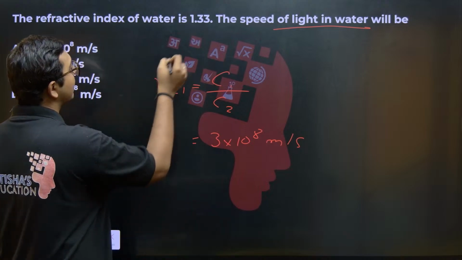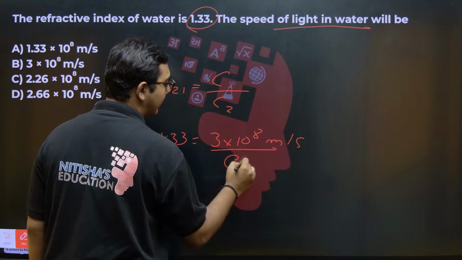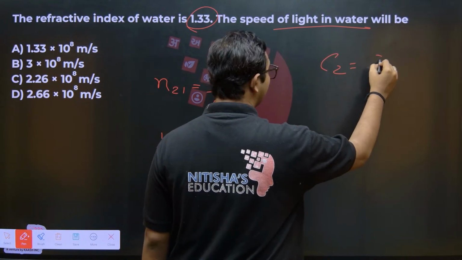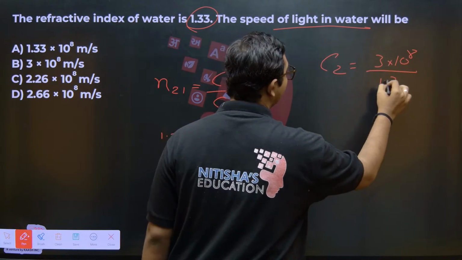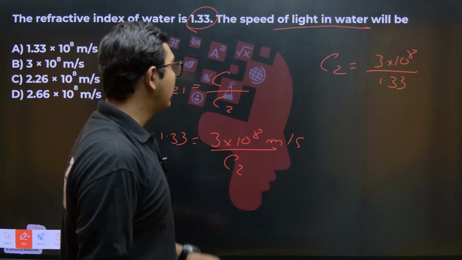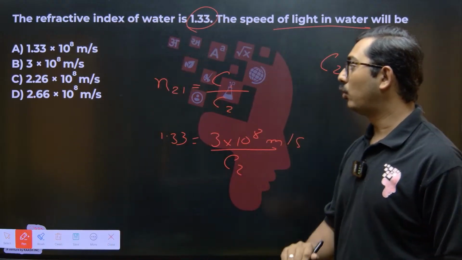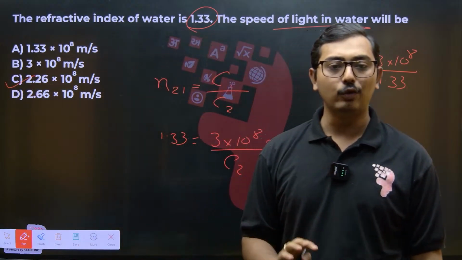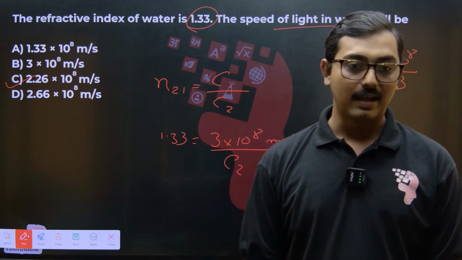And the refractive index over here is 1.33 upon C2. So what will we get for C2? C2 is equal to 3 into 10 raised to 8 divided by 1.33. As we divide it, it is going to be roughly equal to 2.26. So that will be our answer.